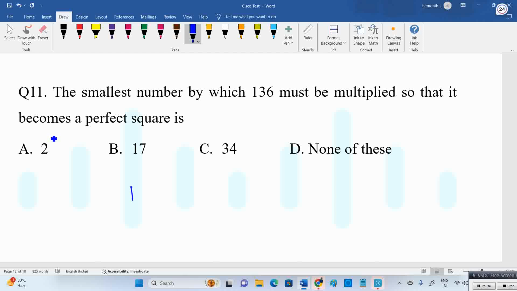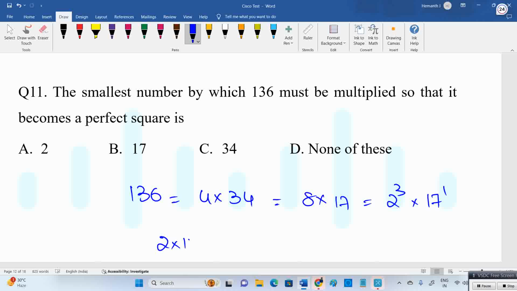Okay, so 136 is divisible by 4. We can go with 4 into 34. Yeah, 8 into 17, which is 2 power 3 into 17 power 1. Both powers are not even numbers. So I should multiply by 2. Then 2 power 4 will come. Okay, perfect square. 17 also, I should multiply by 17 as well. Then 17 square will come. So 2 into 17 is your answer.